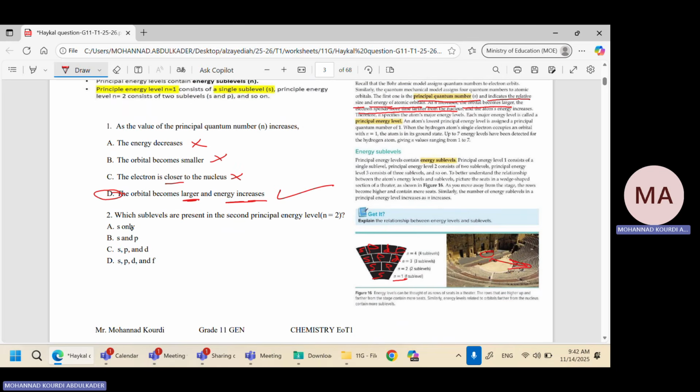Which sublevels are present in the second energy level, which is n equal 2? As I told you before, you have to look here. It will be s and p.